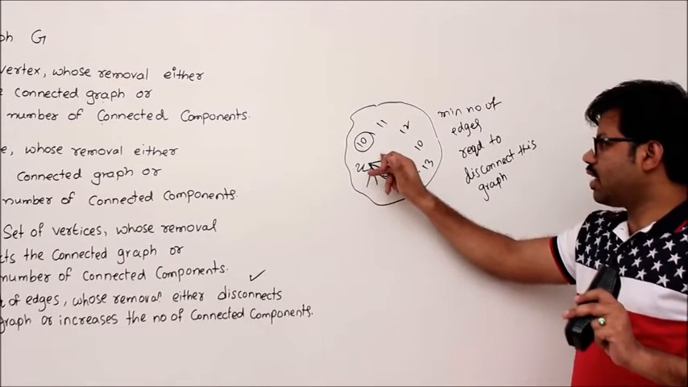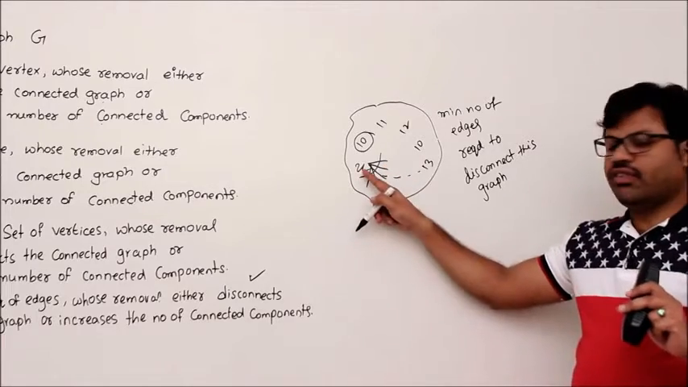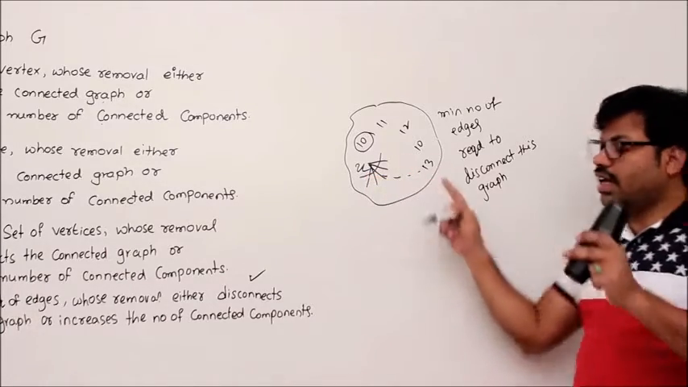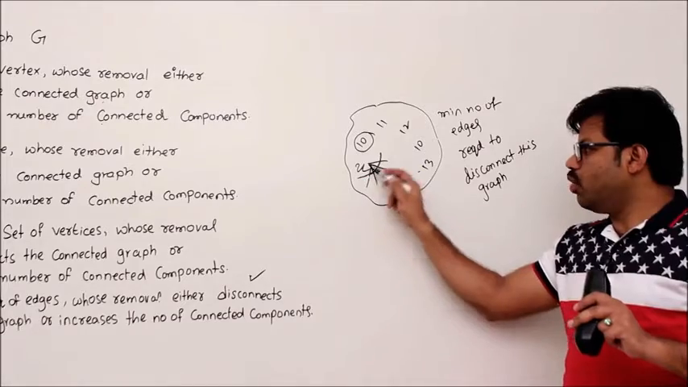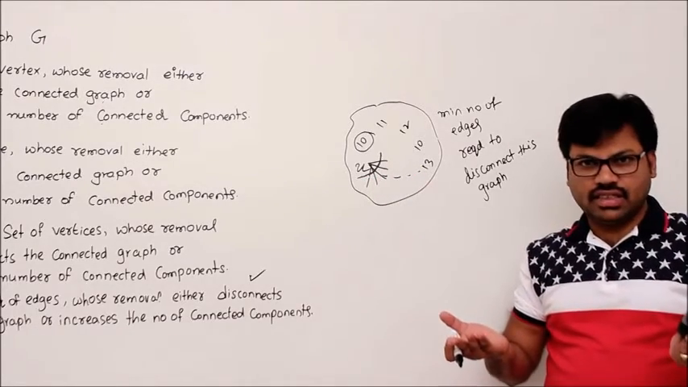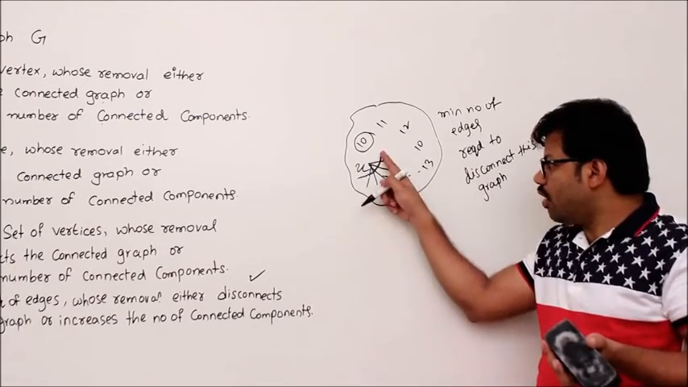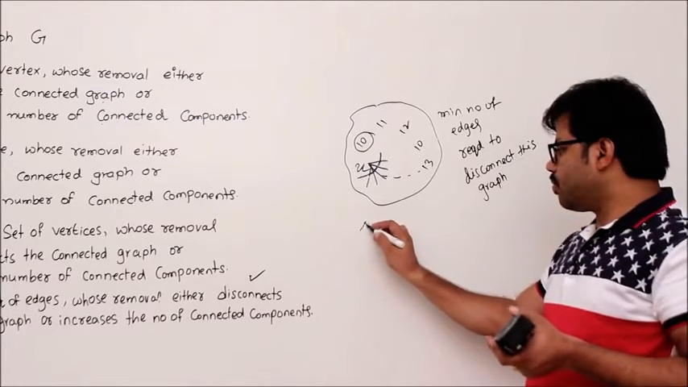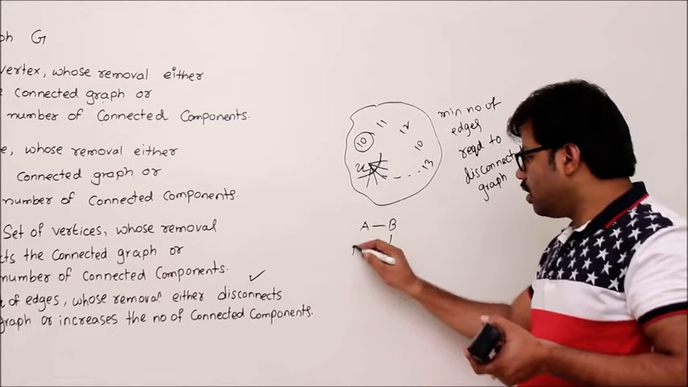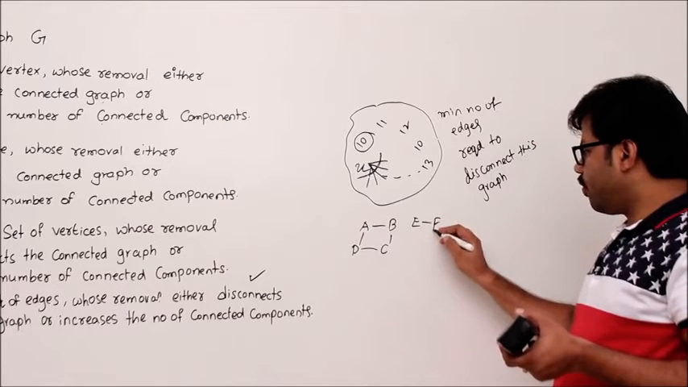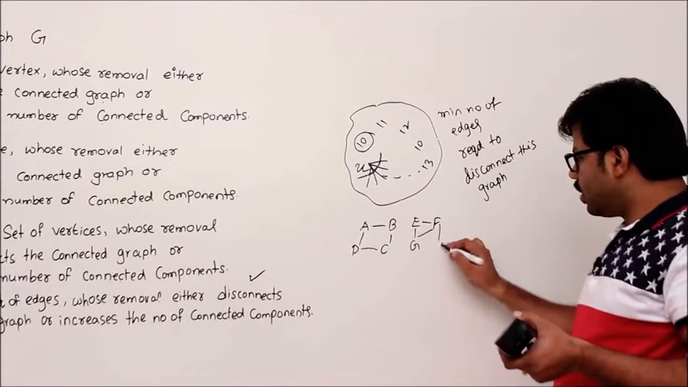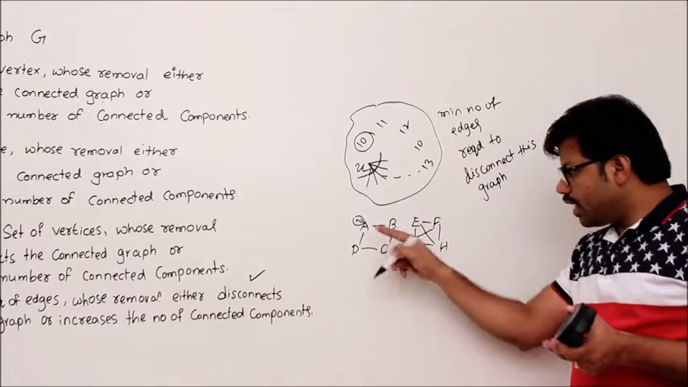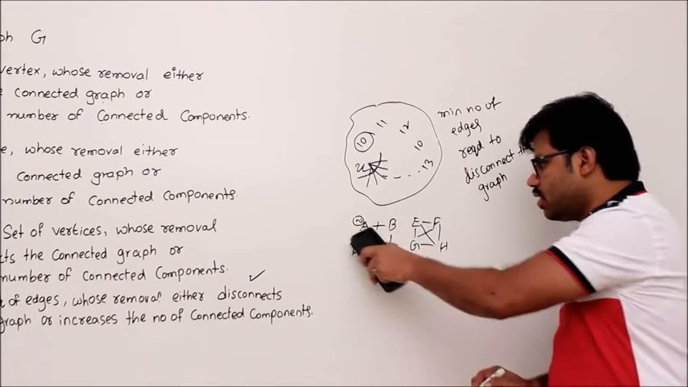So I remove all its corresponding edges. Then if it is an already connected graph, it will be disconnected. If it is an already disconnected graph, then because of this removal the number of connected components will be increased, because you are disconnecting it further. For example, you see A, B, C, D. Let's take one more component, E, F, G, H. What is the minimum degree? 2, right? For this graph, go to this vertex A, target it, and remove all its edges.